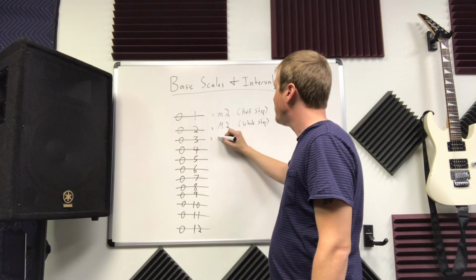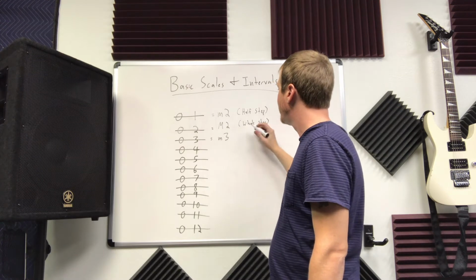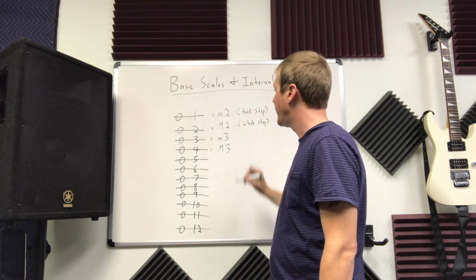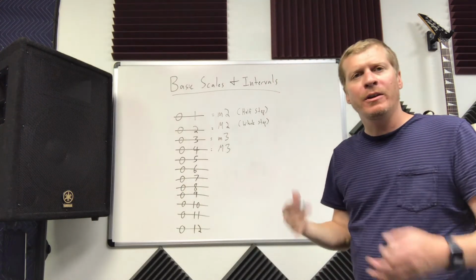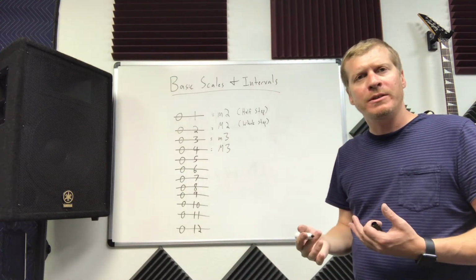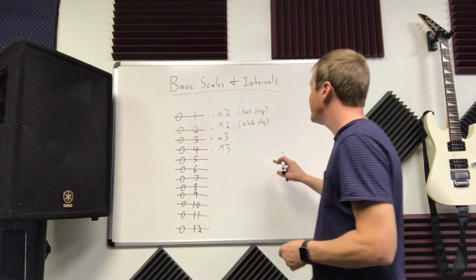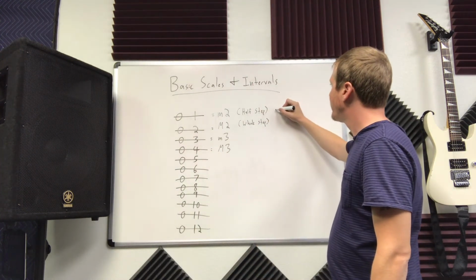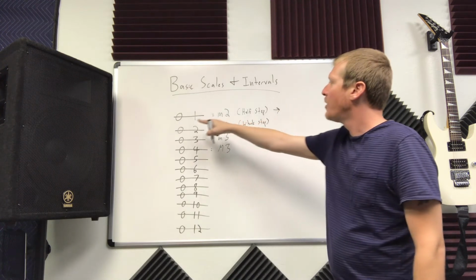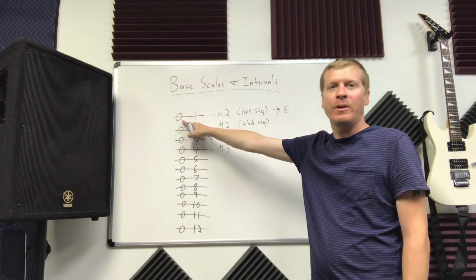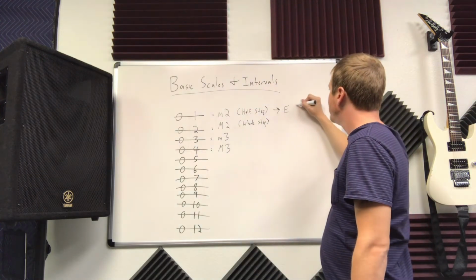This interval is a minor third. This interval is a major third. Okay? Now before we go on, you might be thinking, well, how does this correlate to the notes? Well, the notes, you can think of it as, if you're on this one, our notes are going to be E. E is the open. Then we're going to play a 1, which is F.